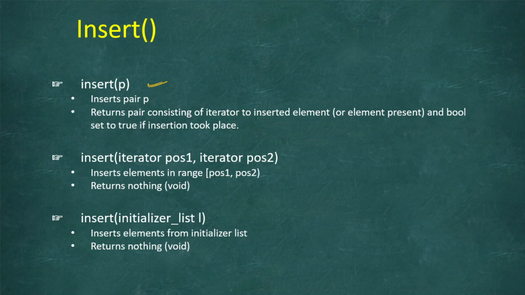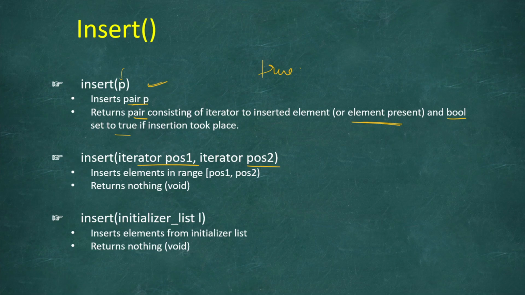So as said earlier, it inserts a pair and it returns a pair. So this pair is not related to this one. This pair just indicates that first one will be the iterator to the inserted element if it was inserted. Otherwise, if it's already present, then it will not be inserted. So it will return the iterator to the already existing element. And the second one is a boolean, which denotes whether insertion actually took place or it was already present. So if this second element is true, then that means this key was not present and it has been inserted. If it was already present, it will return false.